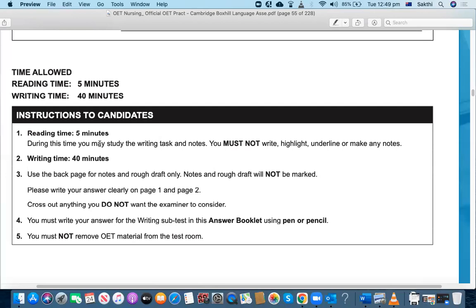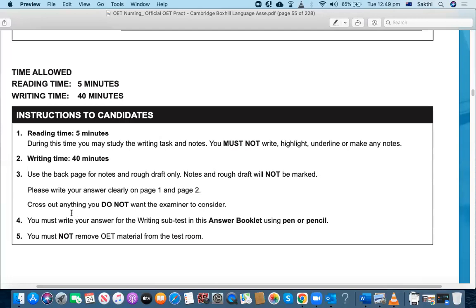So in the first 5 minutes, you should never ever do anything such as writing, highlighting, underlining, or making any notes. That's not good at all. And then you will get 40 minutes writing time where you can play around. You can do whatever you want in the 40 minutes.